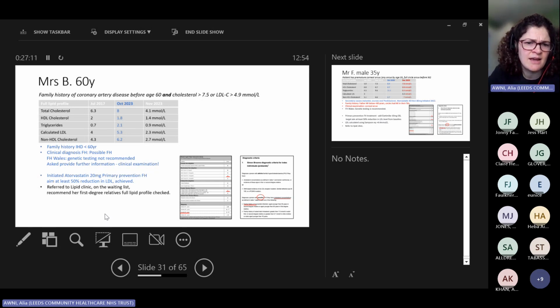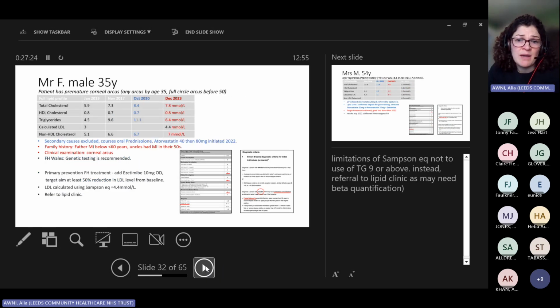The lipid clinic put them on a waiting list and recommended first degree relatives do a full lipid profile check, to make sure that the other members of the family are okay or screened. I go to my second case, which is Mr. F, 35 years old. This is an example of a patient who has a premature corneal arcus, any arcus by the age of 35. So this is his full lipid profile. The one highlighted in blue, high levels, isn't it?